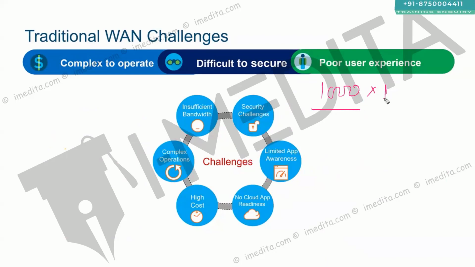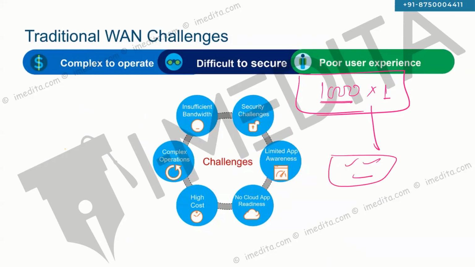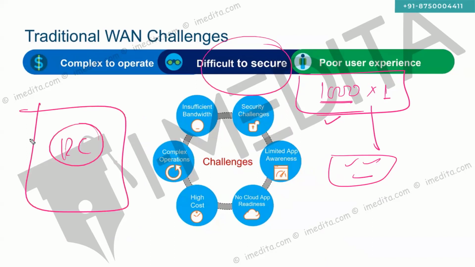And in every branch you have added, let's say, just one firewall, then you need to manage those 1,000 firewalls one by one as well. So if you add security everywhere, then it will be complex to manage. And if you add the security just, for example, in the data center, then the latency problem will arise. So the traditional WAN is difficult to secure.